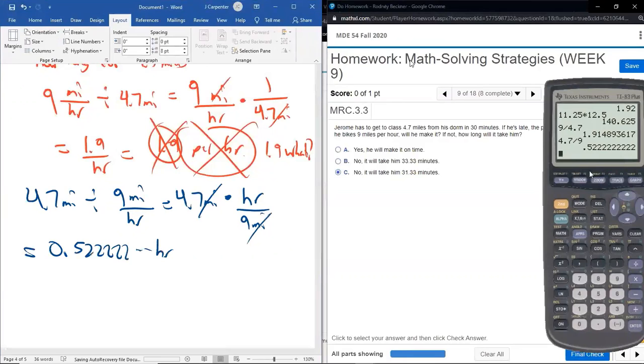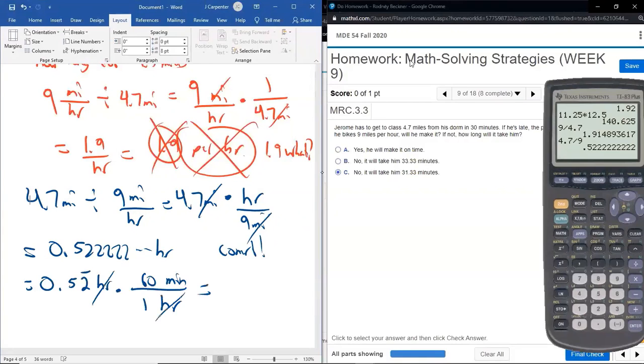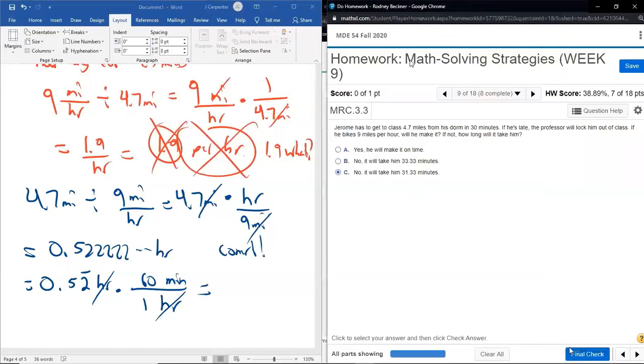If he went 4.5 miles in a half an hour, it's not going to take him very much more time to go 4.7 miles. But the question is they wanted this in minutes. So now we've got to convert to minutes. I'm leaving all of those up there in my calculator. 0.52 bar, that was hours, times, converting hours to minutes, out with the old, so hours in the bottom, minutes in the top, 1 hour to 60 minutes. The hours will cancel. So we're just multiplying that 0.522222 times 60. And we get 31.3333333333. So it's going to take him 31 1/3 minutes.